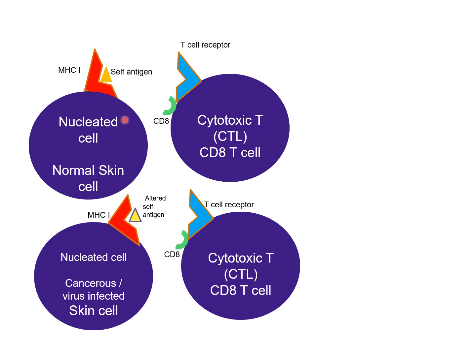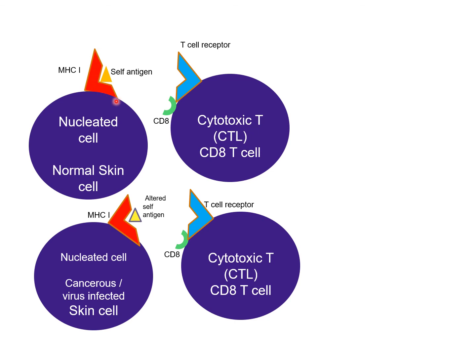So let's say, for example, that this nucleated cell is a normal skin cell. That normal skin cell is going to have that MHC1 receptor on its surface, and what it's going to be presenting is a piece of its own self-antigen. So when we say self-antigen, that means that this is a part of the cell's antigen. It is not something foreign, so therefore we refer to it as self. And it's going to be presenting it right here on the surface within the MHC1.